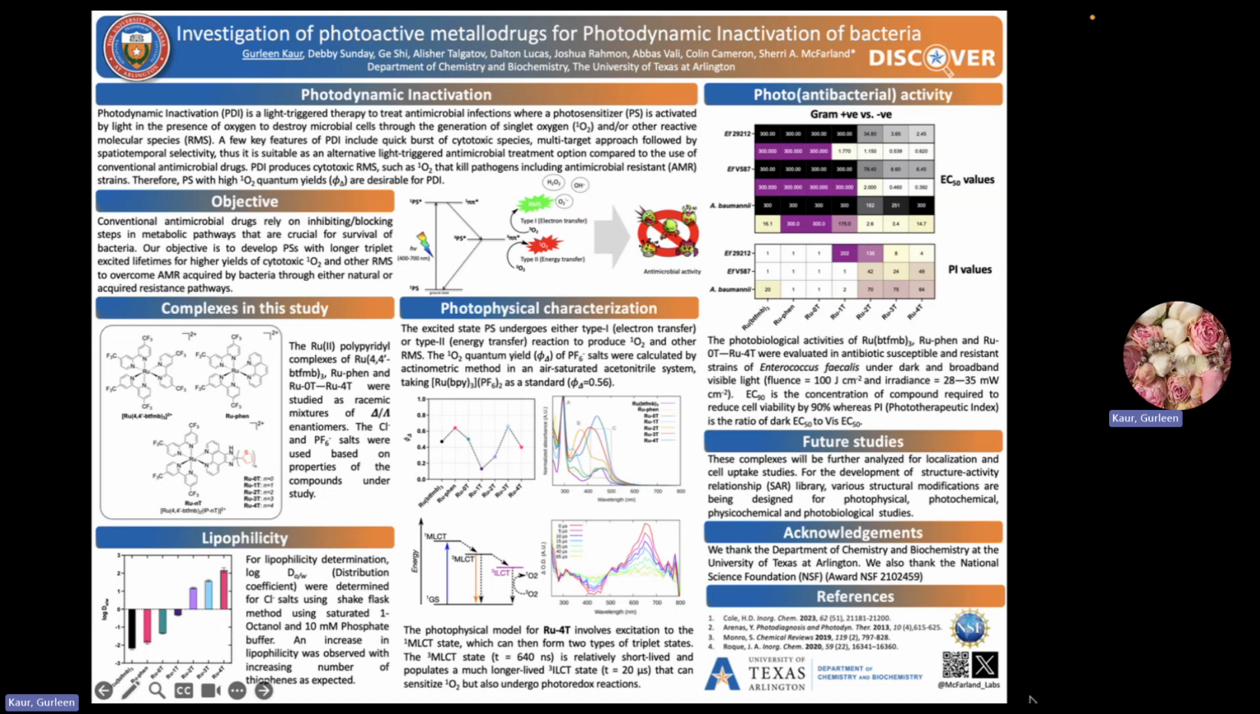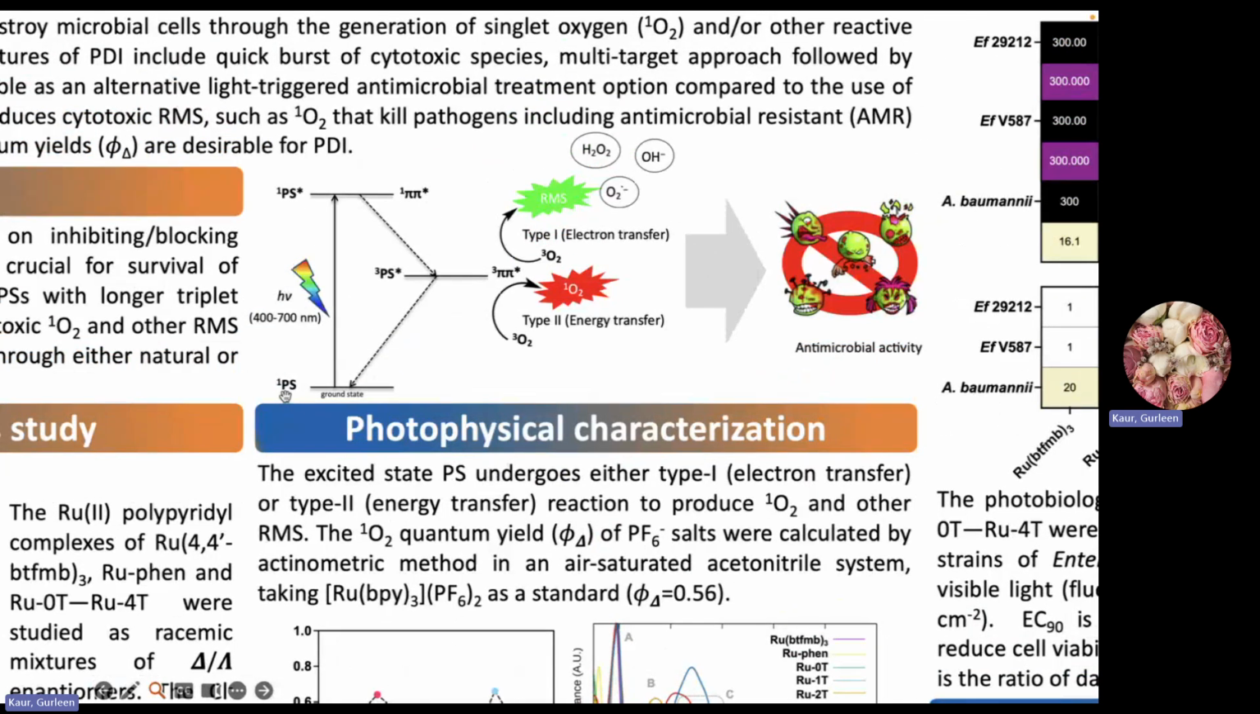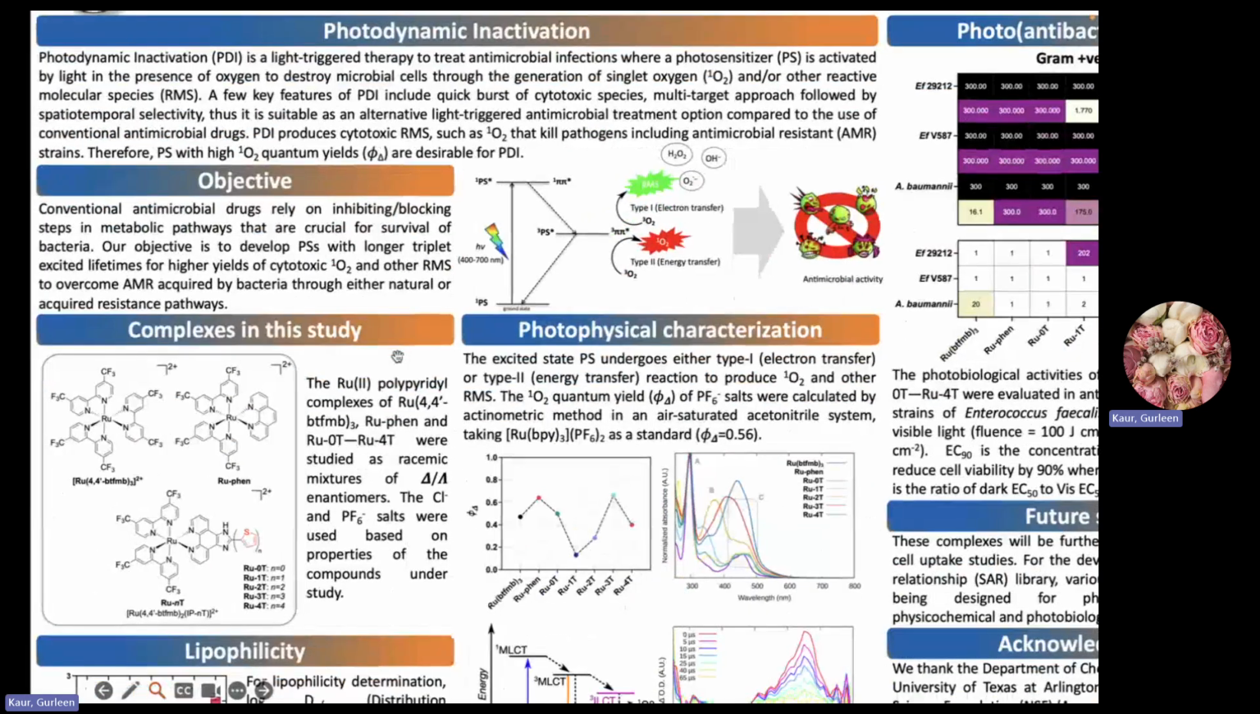Today, the topic of my poster for the Discover is investigation of photoactive metallodrugs for photodynamic inactivation of bacteria. In order to understand what photodynamic inactivation of bacteria is, let me just briefly go over the mechanism. It's an alternate strategy in which a photosensitizer molecule is required, and this molecule, in the presence of light and oxygen, can produce cytotoxic reactive oxygen species, which are responsible for showing cell kill. So this was the basic mechanism behind photodynamic inactivation of bacteria.